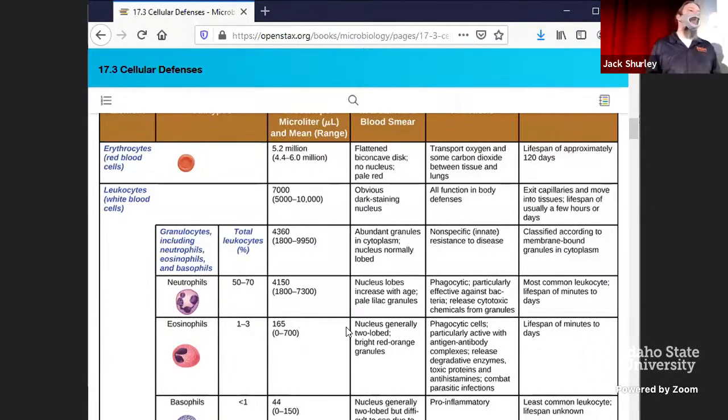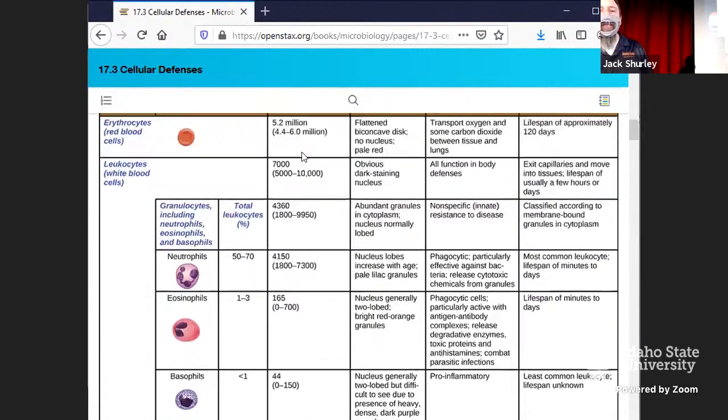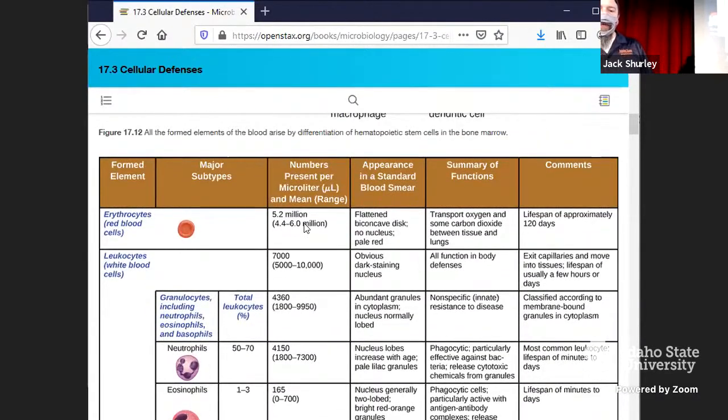Memory cells, when we think about B and T cells, there are capabilities of these being much longer lived, sticking around longer. But with a lot of these immune cells, as we start thinking about these leukocytes, their longevity is much less. All right. So again, the bulk of those cells per microliter are the erythrocytes.